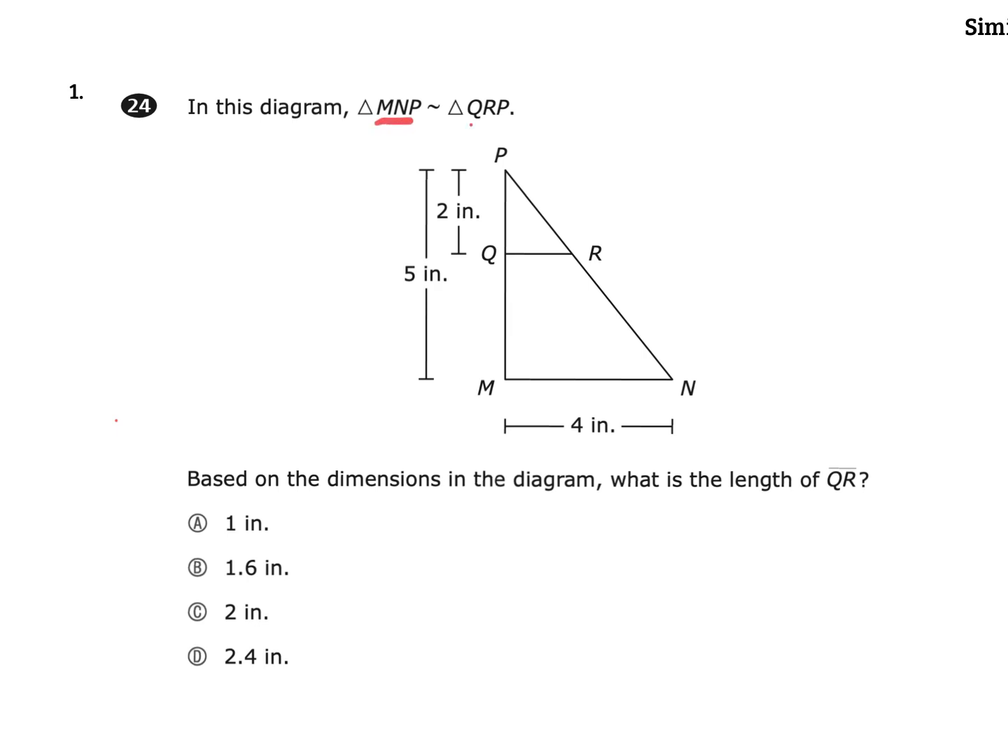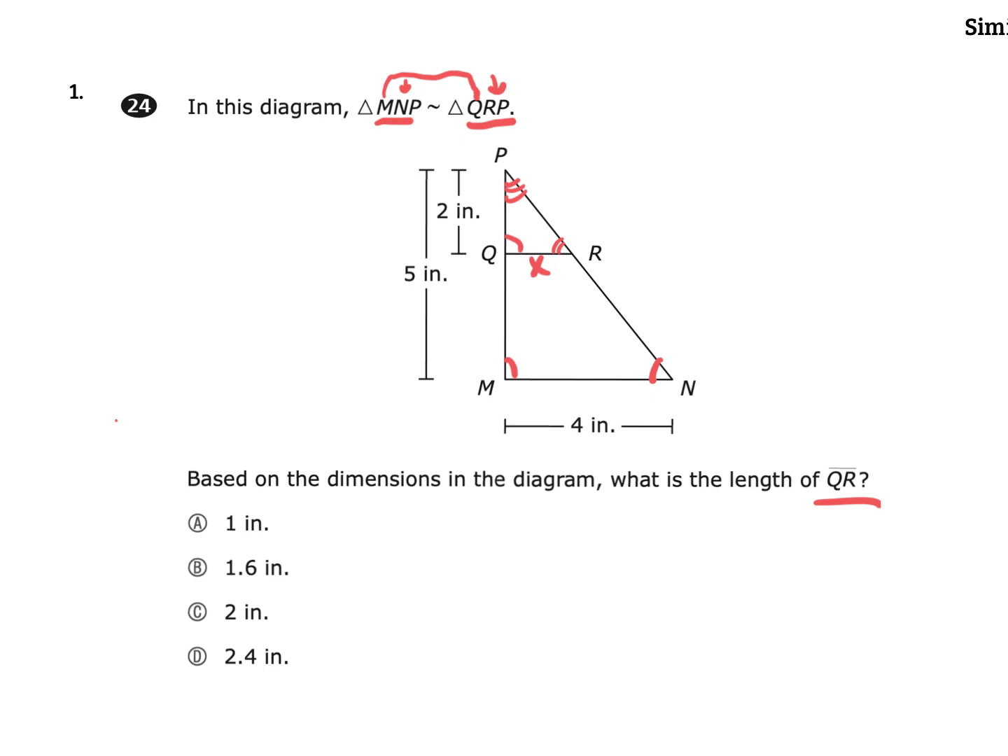Based on my similarity statement, the order of the letters tells me which angles are congruent. So Q is congruent to M. N is the second letter, so that's congruent to R. And then P, obviously, is congruent to P. It's congruent to itself. And we're looking for the length of QR, which happens to be that right there.